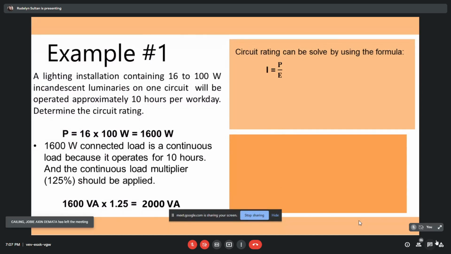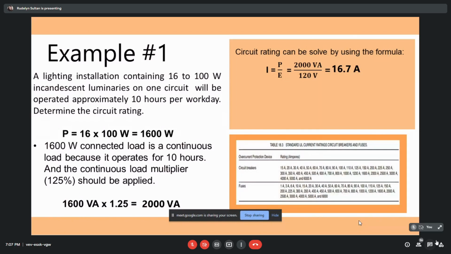So we know nga ang 2,000 volt amps is our power and divided by nato siya sa 120 volts. So kaning 120 volts is gikan ni siya sa table 19.13 where ina-add to ang equipment nga incandescent light luminaries and iyahang value sa voltage is 120 volts. So 2,000 volt amps divided by 120 volts is equals to 16.67 amps.